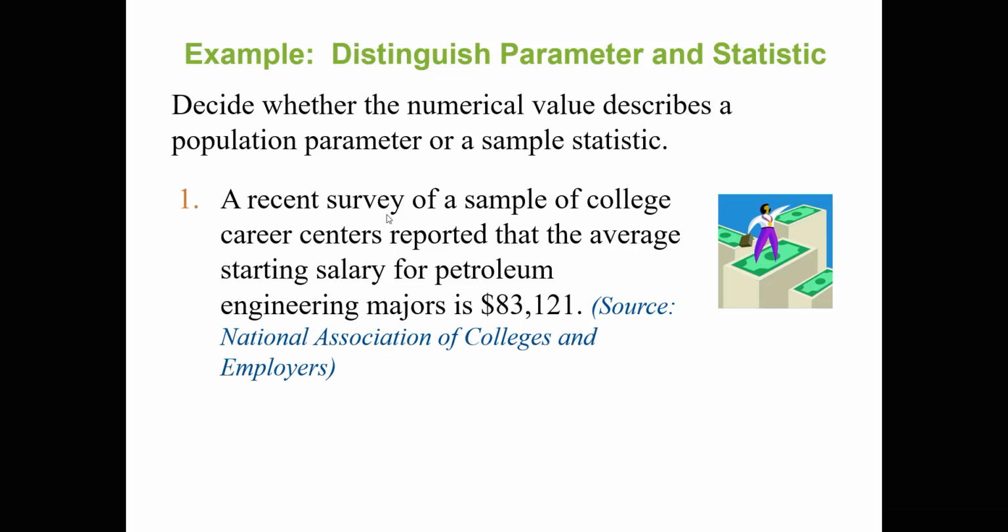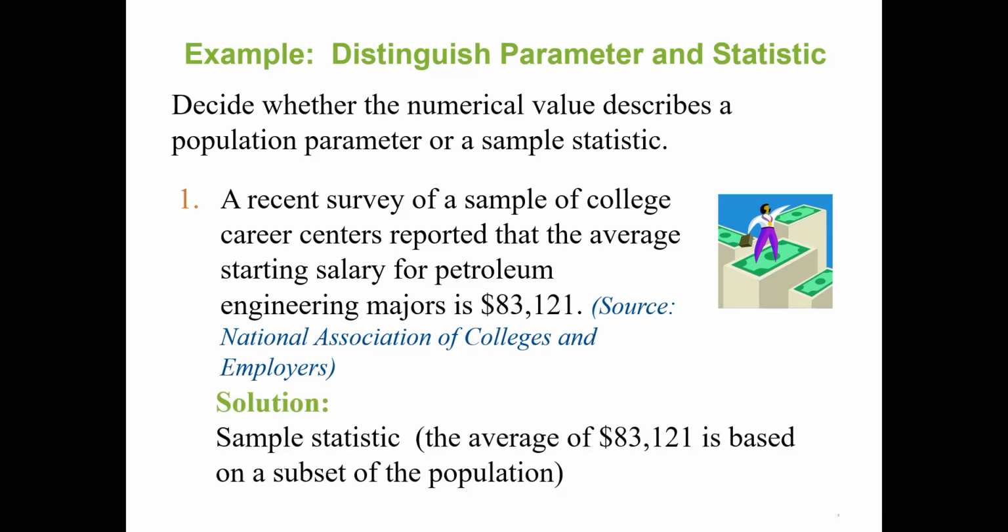A recent survey. Survey is just a way of collecting data. You ask a question and you get the responses from people. So a recent survey of a sample of college career centers reported that, so it's already telling you a sample of college career centers. It's already giving you a hint. They reported that the average starting salary for petroleum engineering majors is blah, blah, blah. So you have to determine if this value, it's already the average. The average was computed. Is it from a sample or from a population? If it's from a population, you are talking of a parameter. If it's from a sample, then you are talking of a statistic.